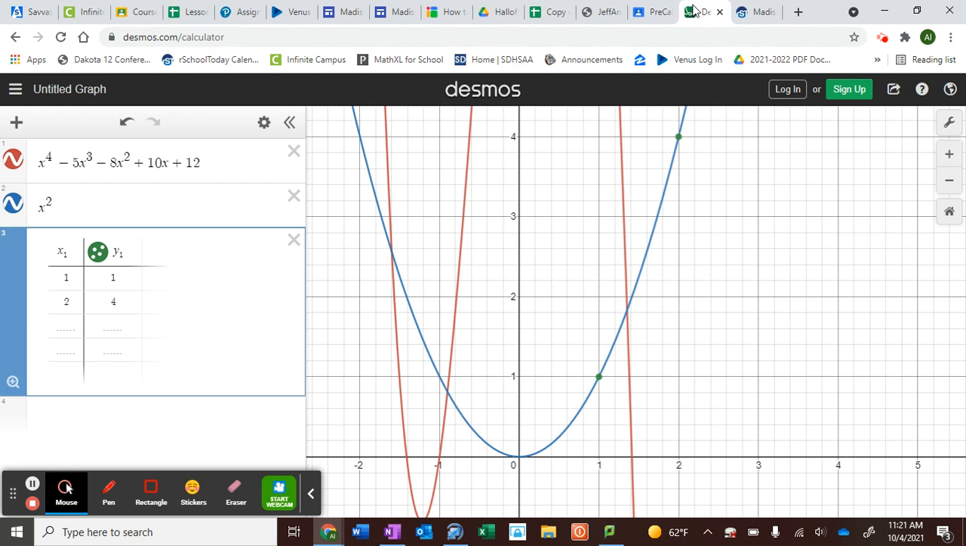Slope of a curve. Okay. The blue graph is a curve. What's the slope right here? 1. The slope is 1. The rise over run right at this point is 1.